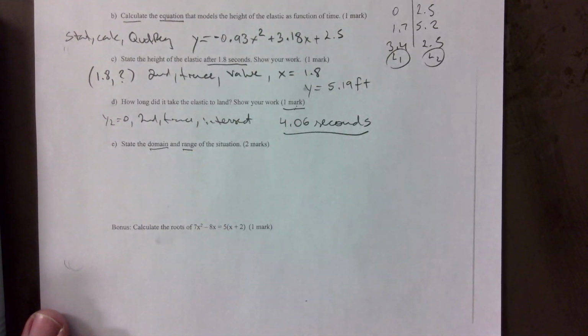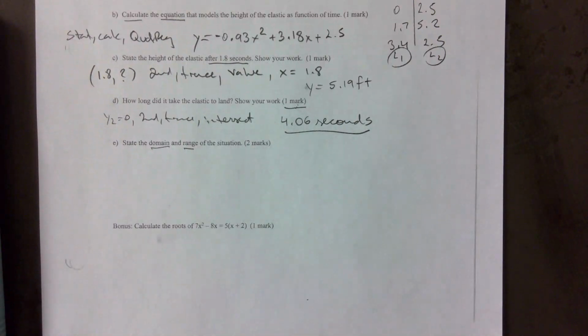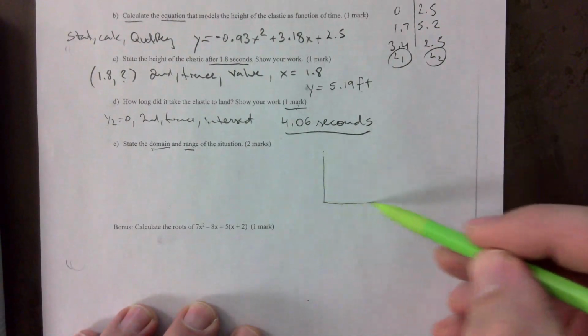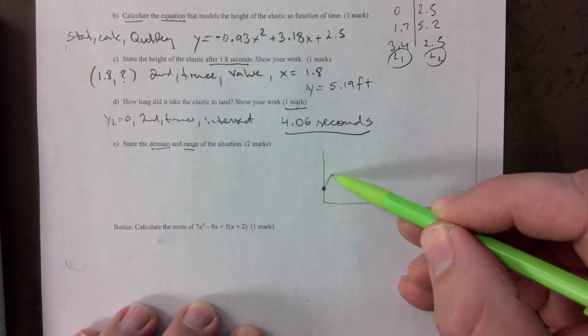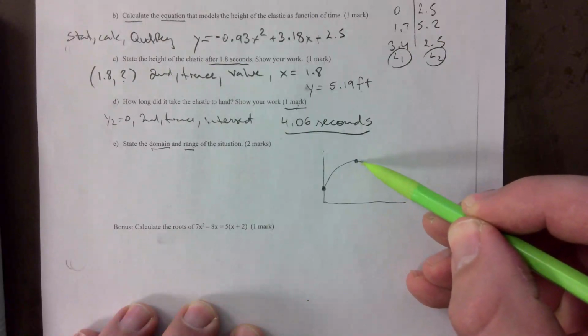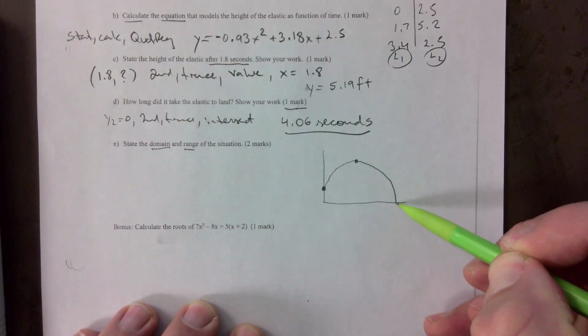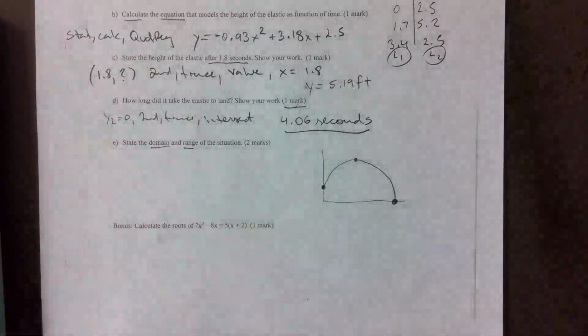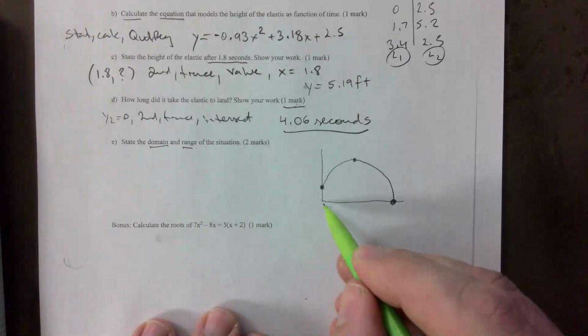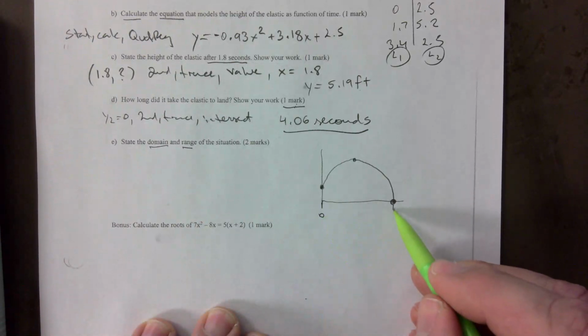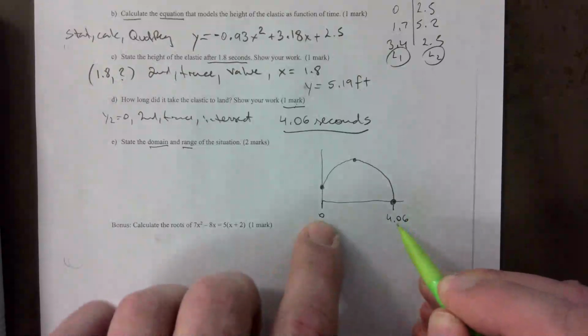State the domain and range of the situation. So here you have to kind of think about it. What's happening? You have to ask first, I'm starting off the ground first of all. Then I'm going up, reaching a maximum height, and it doesn't say that it's landing anywhere other than the ground. So that's the domain and range that I need to work with. You know that time goes from 0 to 4.06.